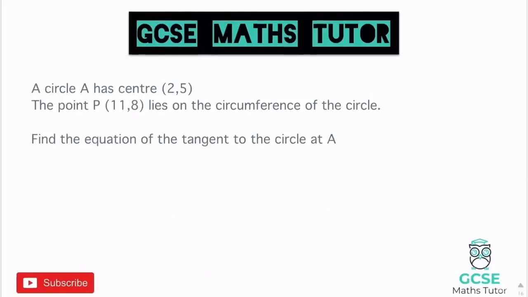Okay, and the last one here, we've got a circle A has the centre (2, 5), and the point P, (11, 8), lies on the circumference of the circle. Find the equation of the tangent to the circle. Now what we know about tangents is they are perpendicular to the radius, okay? So a tangent is perpendicular to the radius. Let's think about that.